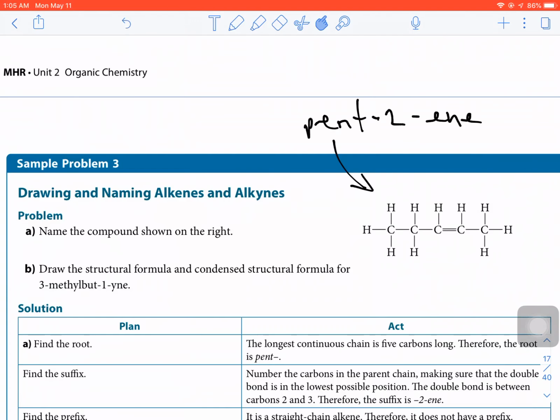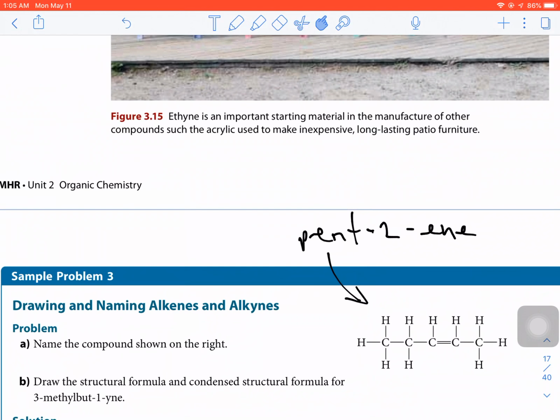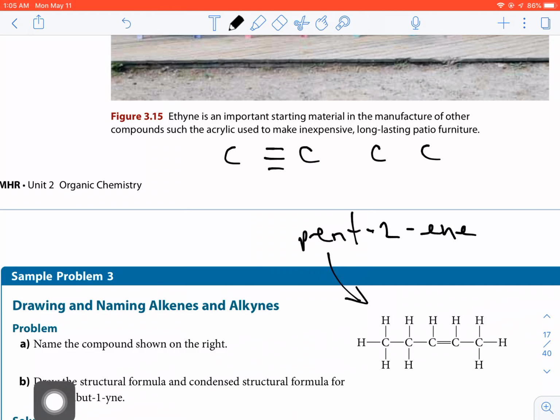And then for B here, it says draw the structural formula for 3-methyl-but-1-yne. Okay, so I'm seeing but is the main part, 4 carbons. Okay, I've got but-1-yne, so I've got a triple bond on the first carbon, but-1-yne. So again, let's ignore the methyl, and let's just draw but-1-yne. So I've got that right there, but-1-yne, and now I need to add a 3-methyl.